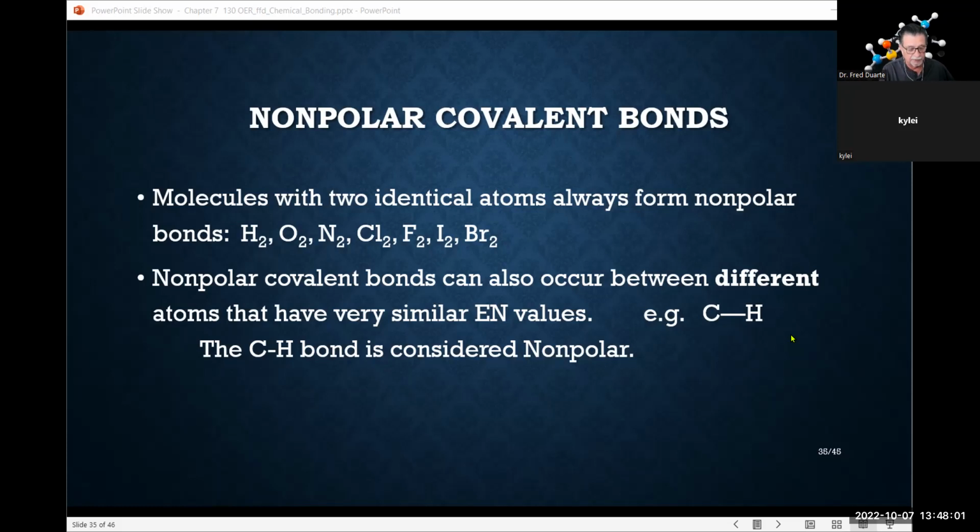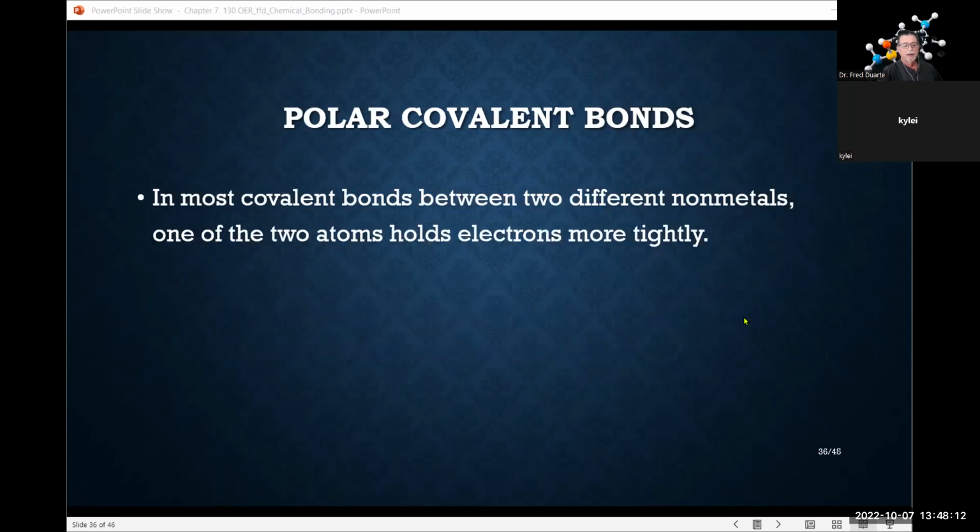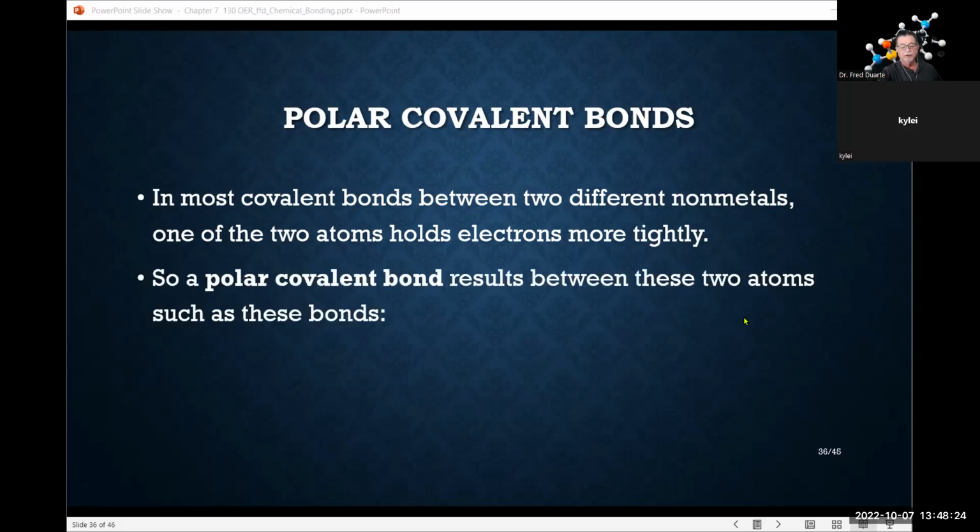Case in point, Italian dressing. Italian dressing has two layers, right? You have the oil layer and the water layer. And anyway, it's a classic example. All right, most covalent bonds are between two nonmetals, obviously. One of the atoms, when they're different, holds electrons tighter, and we call that, as I stated, a polar covalent bond. And so, to kind of summarize the two types of bonds, okay?